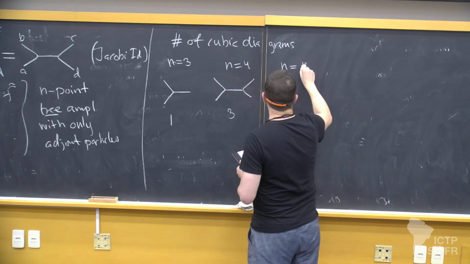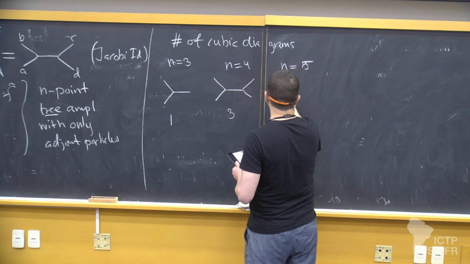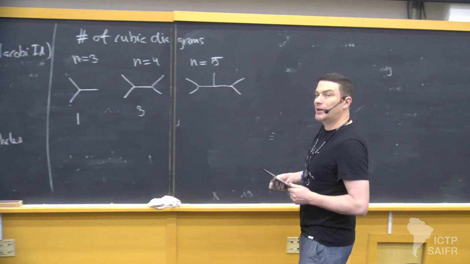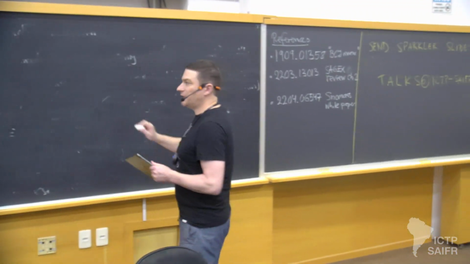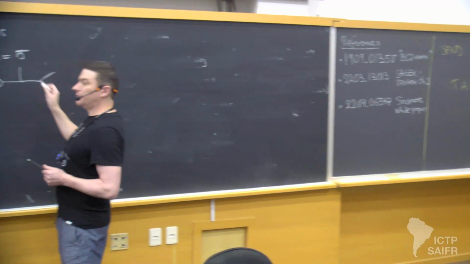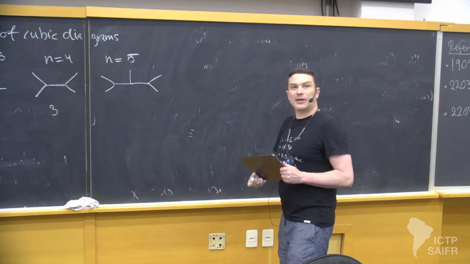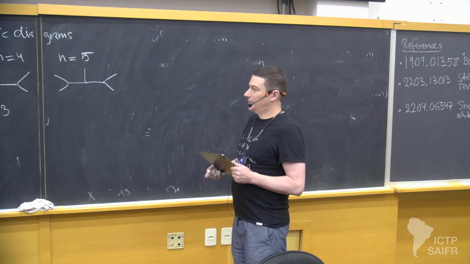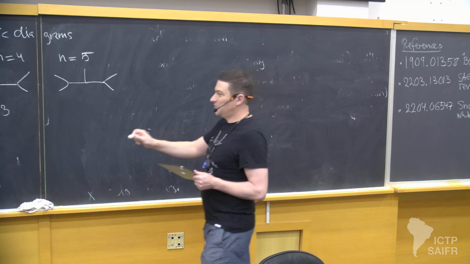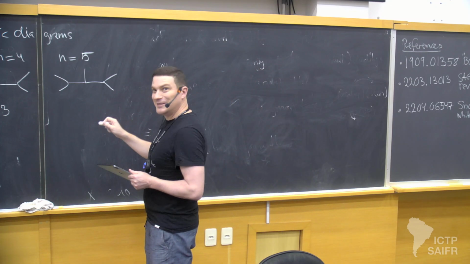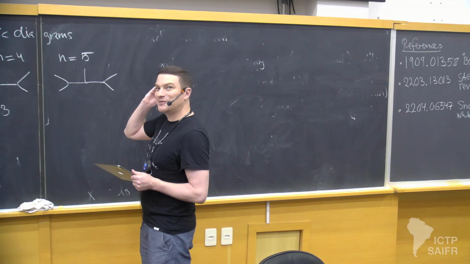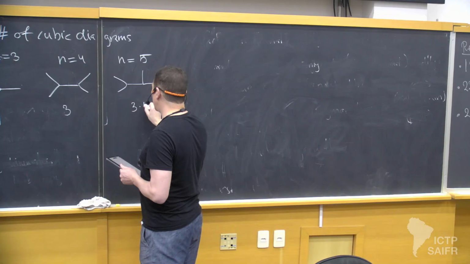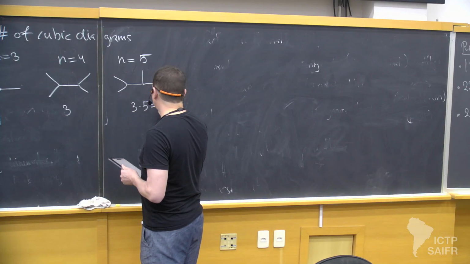Then you get to n equals 5. Let me just draw one diagram. And my claim is that all other diagrams are permutations of this guy, basically by putting the labels in different ways. Does anybody know how many there are? What's the next number? 1, 3. What did you say? 15, yes. So that can be written as 3 times 5, 15.